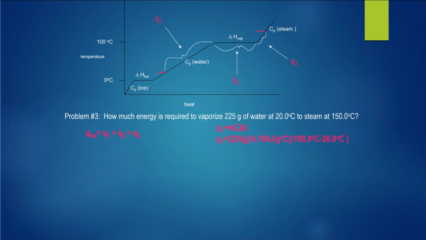First one, we're bringing up the temperature of liquid water, 225 grams of liquid water, from 20 degrees to 100 degrees. Final minus initial. So our first energy. Our second energy is going to be our mass times our delta H vape. Again, that's a little bit different than delta H fuse, 2,260 joules per gram. Grams cancels out. We're left with a value of energy. And finally, the amount of energy required to now bring that gaseous steam up 50 degrees Celsius.